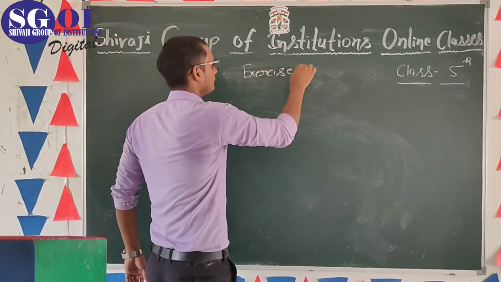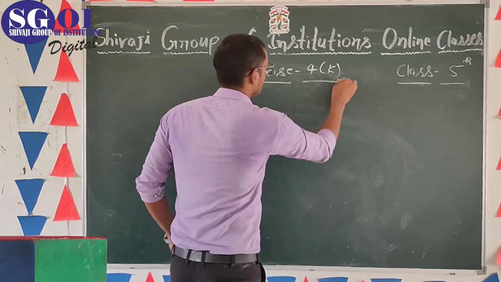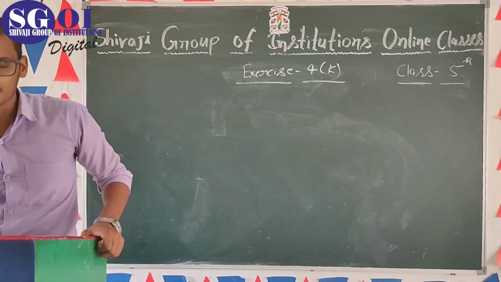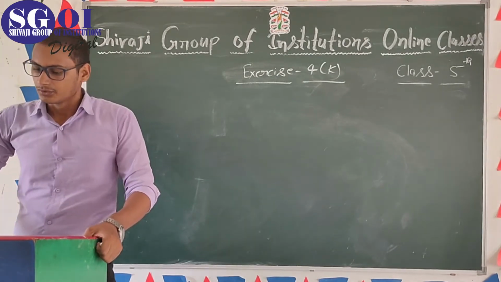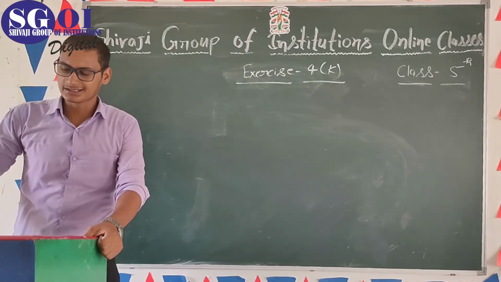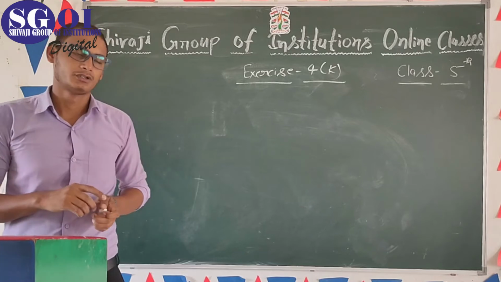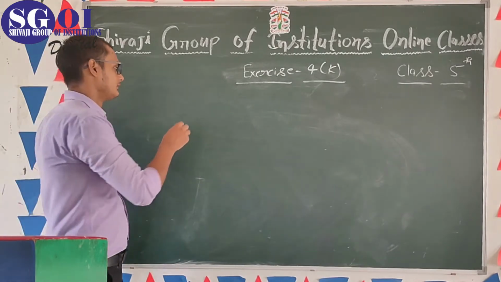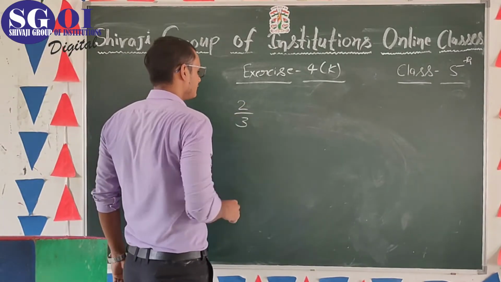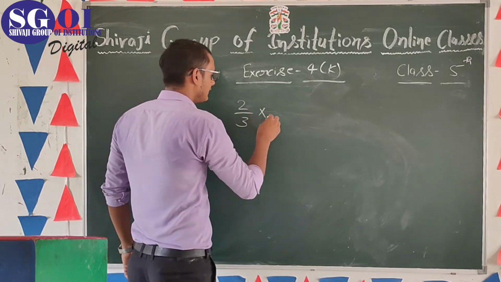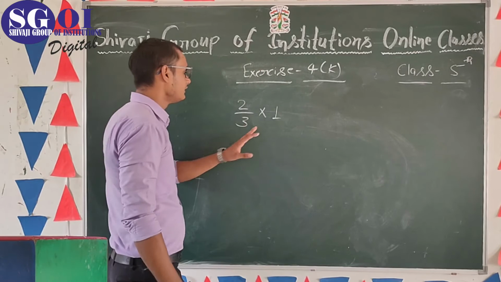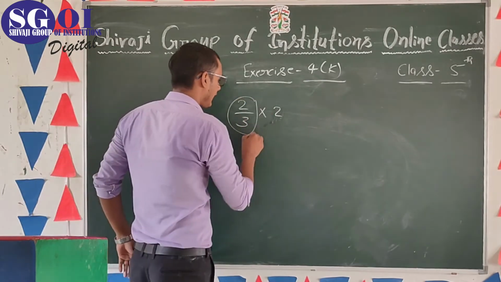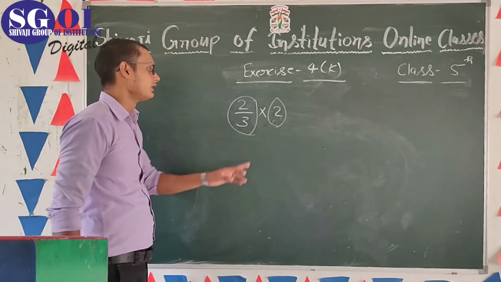Students, in this exercise, 4K, we have two properties of multiplication of a fraction. The first property is multiplication of a fraction by a whole number. It means we have a fraction and we multiply this fraction by a whole number. Whole number means this one.